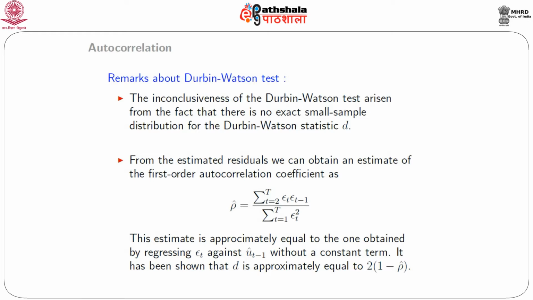From estimated residuals, we can obtain an estimate of the first order autocorrelation coefficient. We can obtain an estimate of the autocorrelation coefficient rho given by the expression rho hat equals summation t equals 2 to capital T epsilon t times epsilon t minus 1 divided by summation t equals 1 to capital T epsilon t square. This estimate is approximately equal to the one that we obtained by regressing epsilon t against u t minus 1 hat without the intercept term. It has been shown that d is approximately equal to 2 times (1 minus rho hat).